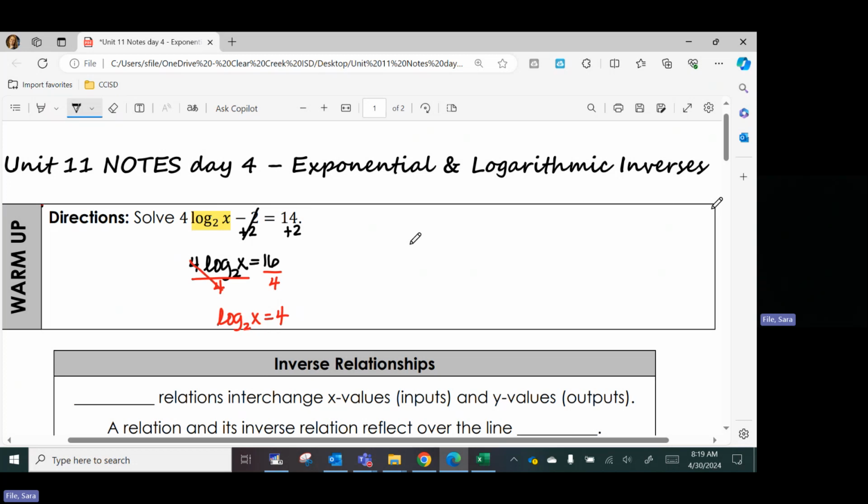Do y'all have a preference on those methods? Which method? If nobody cares, I'm just going to rewrite it in exponential form. That's my preferred method.